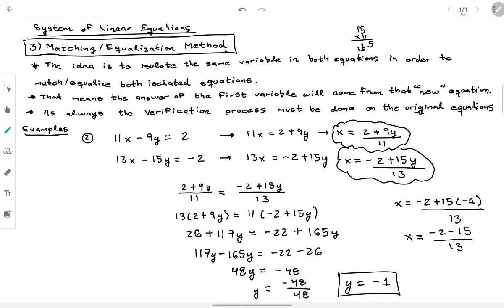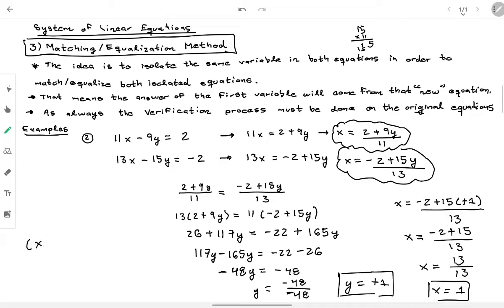Here we have a little problem. It was a mistake maybe. Here it's minus 48, so it will be minus 48 here, and it will be a plus here. y equals plus 1. So here it's going to be plus 1, here it's going to be plus 15. It's going to be x equals 13 divided by 13. x equals 1. I'm sorry for this mistake. So it's going to be 1 comma 1.